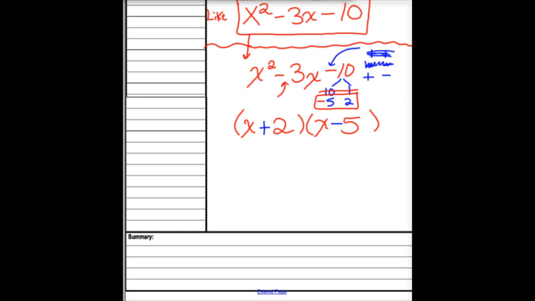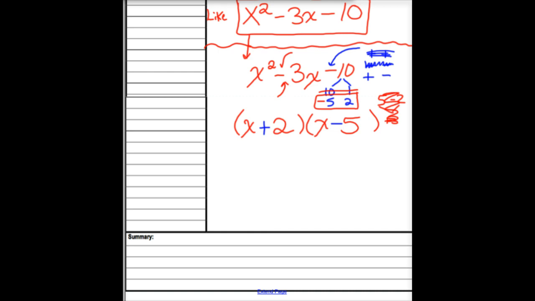So really it's the same process. I just have to watch my signs because notice, if I had decided to have the 2 be negative, they'd multiply to equal negative 10. That would be good, but they add up to positive 3, and that's not what's in the middle here. It's a negative 3. So we really just have to watch our signs when we throw a negative in there.